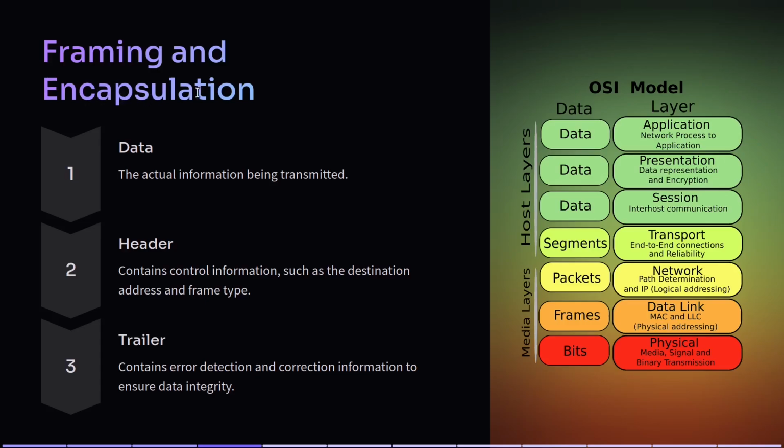Framing and encapsulation. Data: the actual information being transmitted. Header: this contains information such as the destination address and the frame type. Now the trailer contains error detection and correction information to ensure data integrity. As we can see here, we're at the data link layer. The data is usually in frames, and when it gets to the network layer, it is then turned into packets, and then here in the physical layer, they are usually stored as bits.